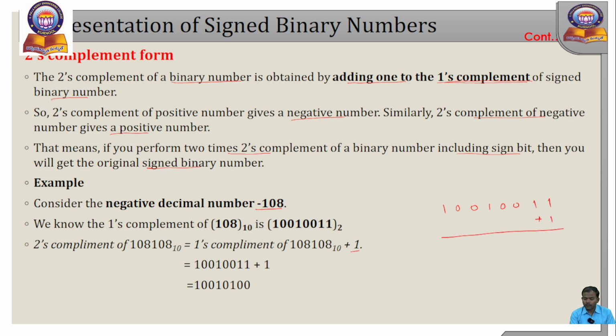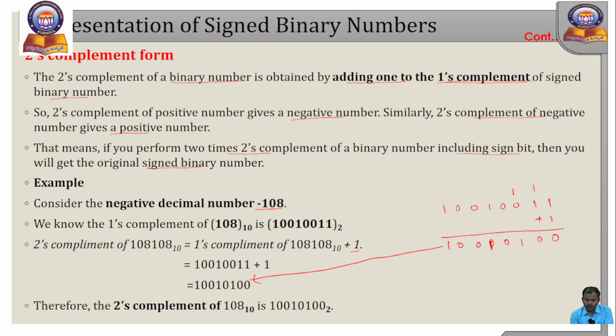So it is 1 plus 1. I will get sum as 0 and carry as 1. Then 1 plus 1 again gives sum 0 and carry 1. Then 1 plus 0 gives 1. The remaining bits we write down as they are. So we get 10010100, which is the twos complement of minus 108.